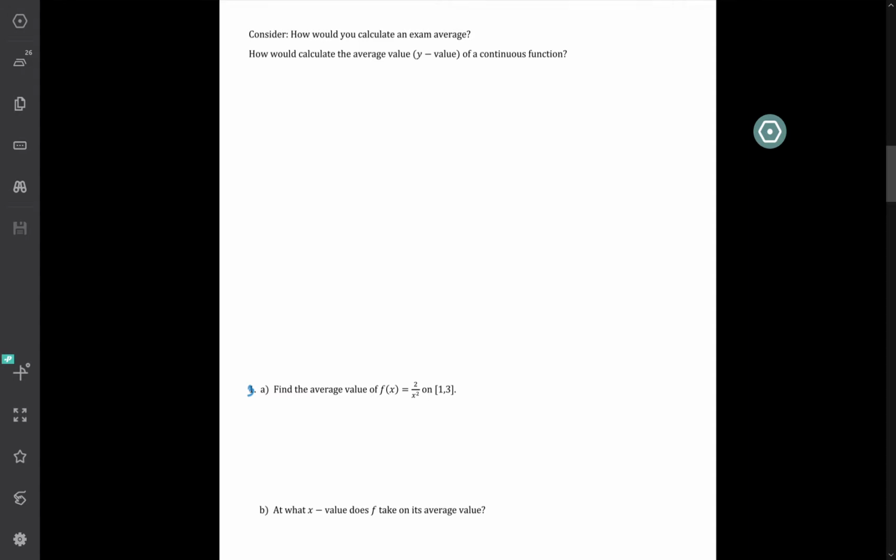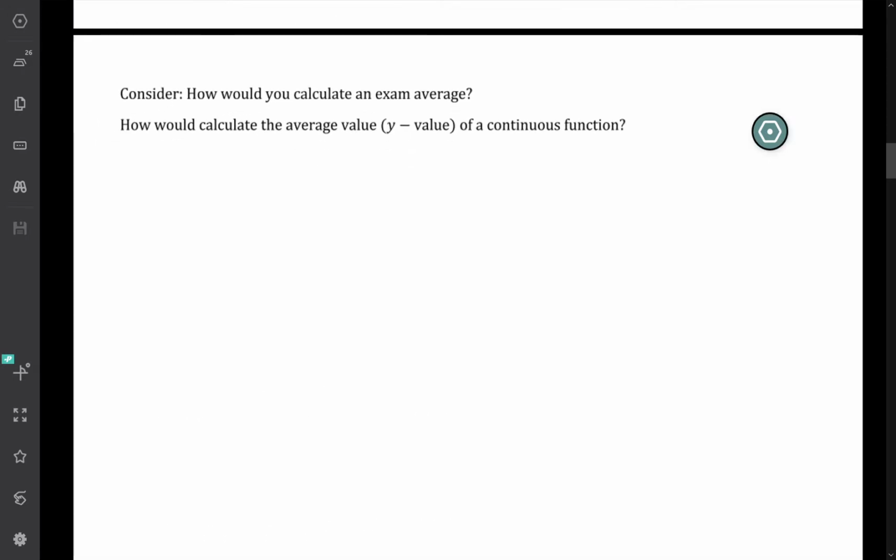So I'm hoping that what we're thinking of is, if we wanted to calculate an exam average, we would sum the scores. So we would add up all the scores, and we would divide by the number of scores. Okay, so with that in mind, I want to talk about how you would calculate the average value of a continuous function. And when I say value, I want you to be thinking y value.